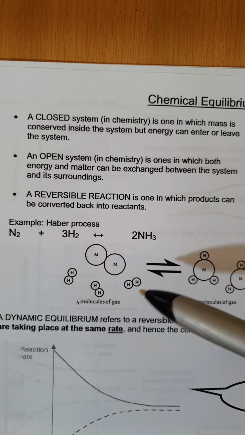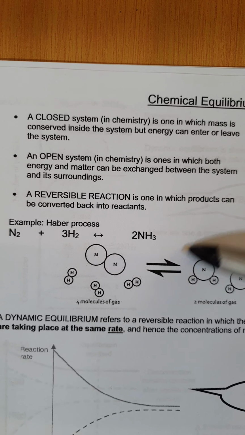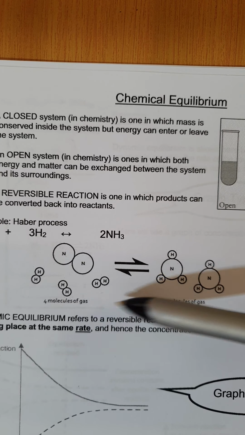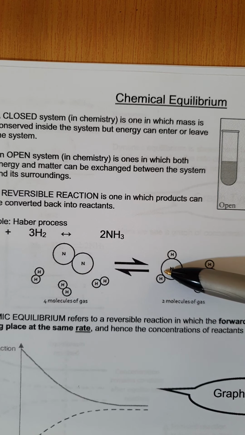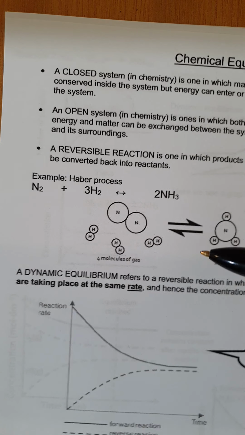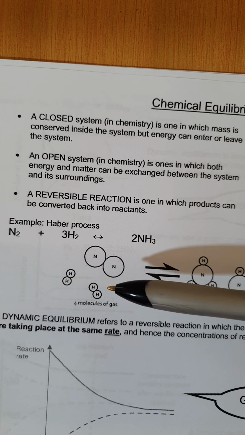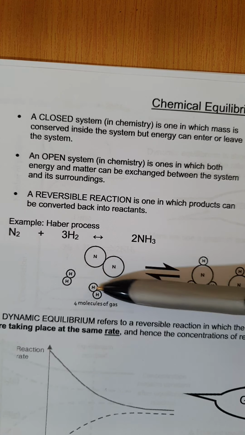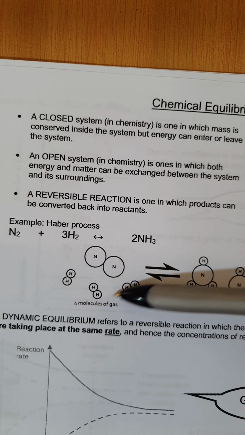Okay, so not only can the nitrogen and hydrogen make ammonia, but the ammonia can break down into nitrogen and hydrogen again. So if this is in a closed system, it will go back and forth, back and forth, until it reaches what's called a dynamic equilibrium. Okay, so this is where, if we put nitrogen and hydrogen in a container, for example, and we allow it to react, this reaction will start to happen quite quickly, and it will have a high reaction rate.